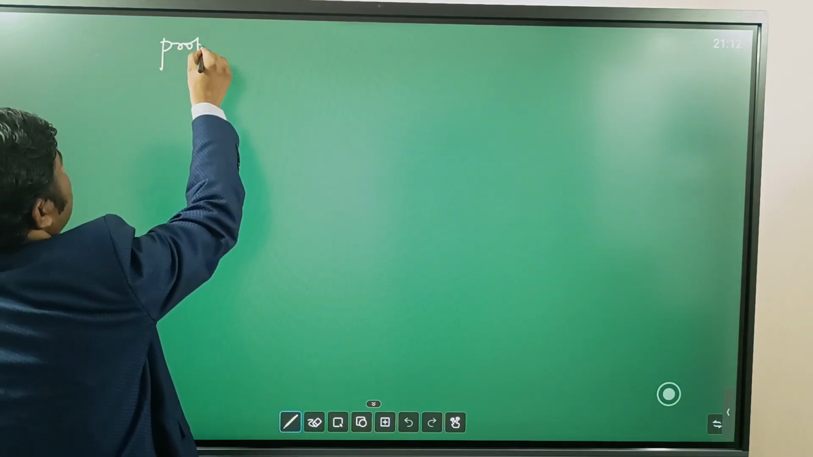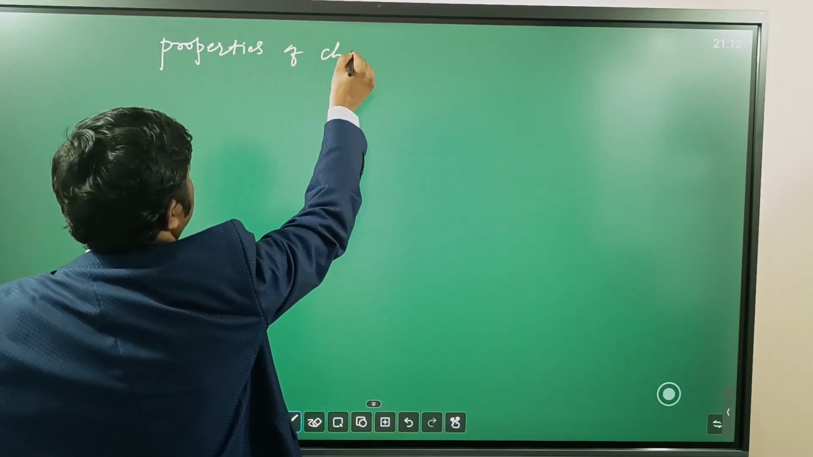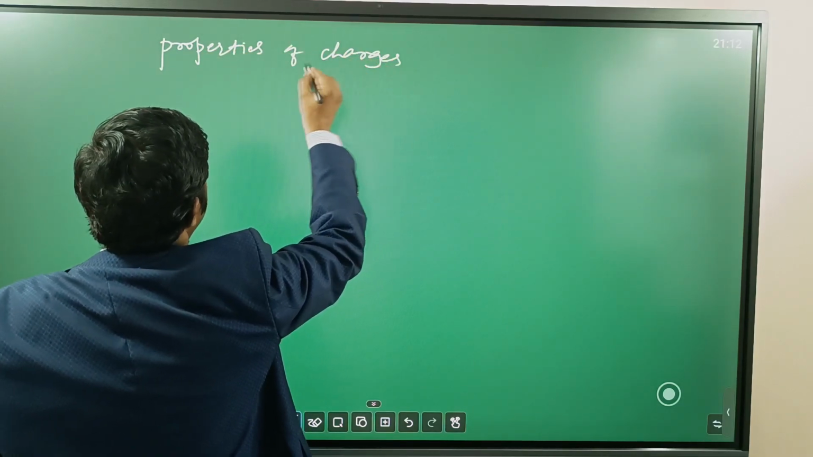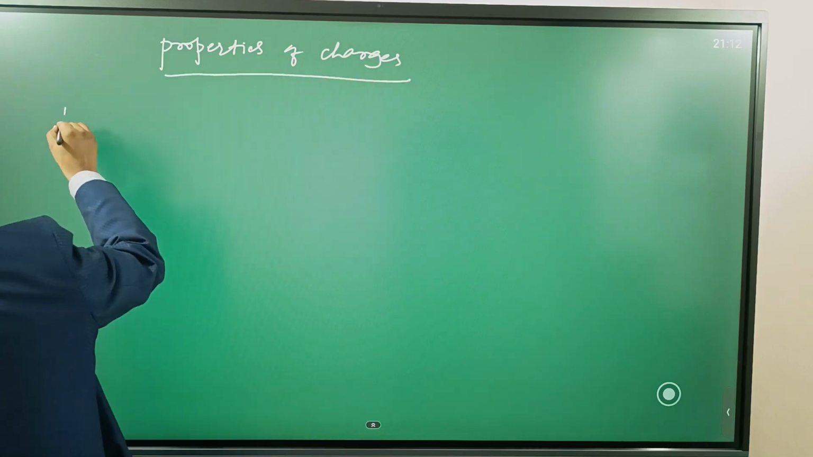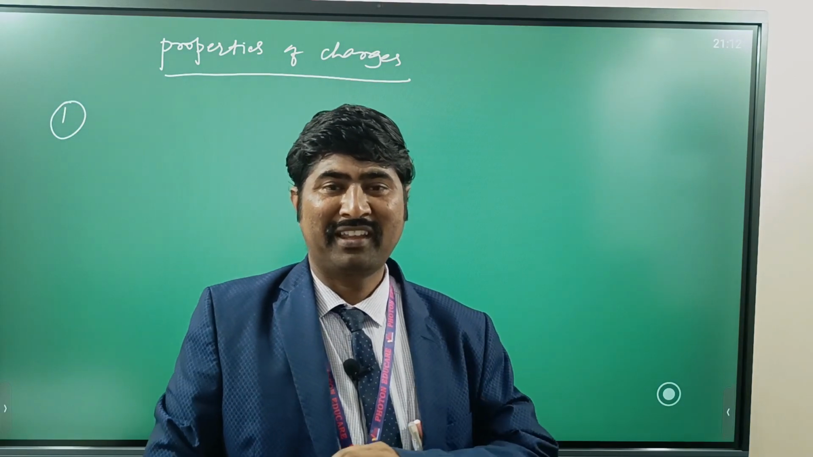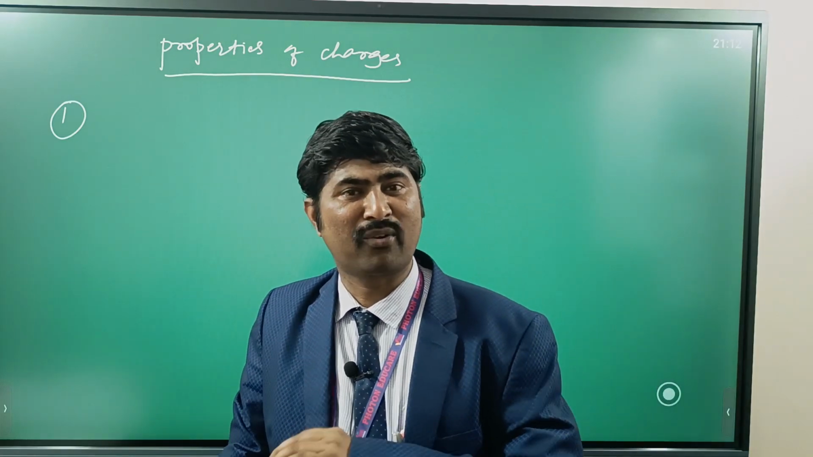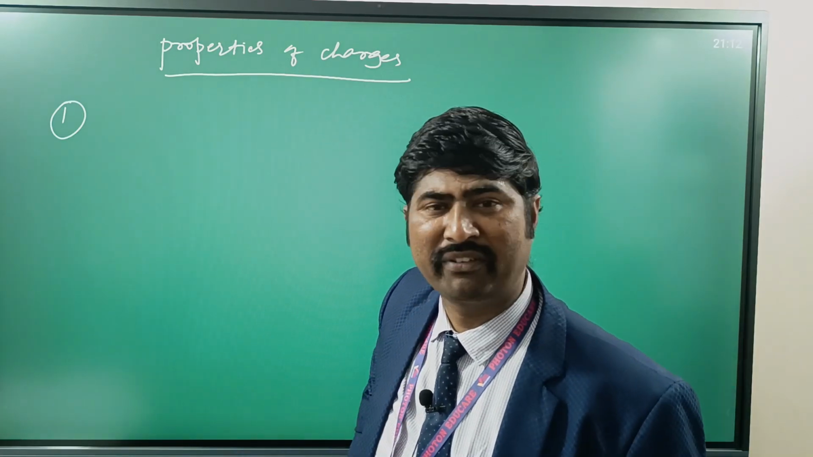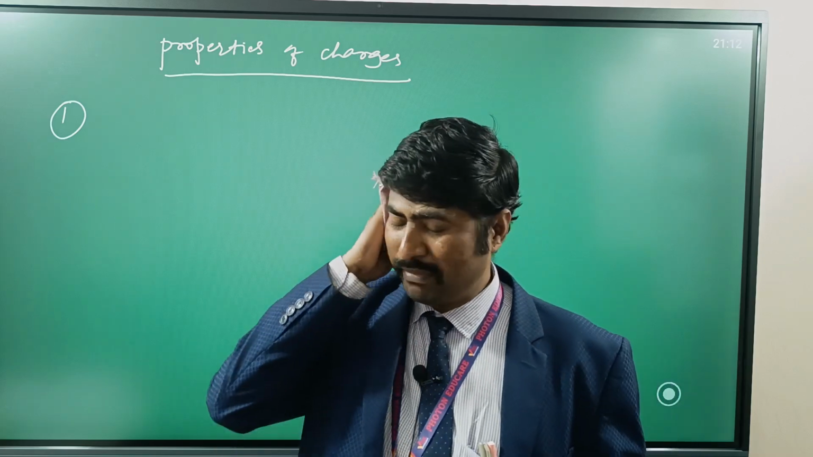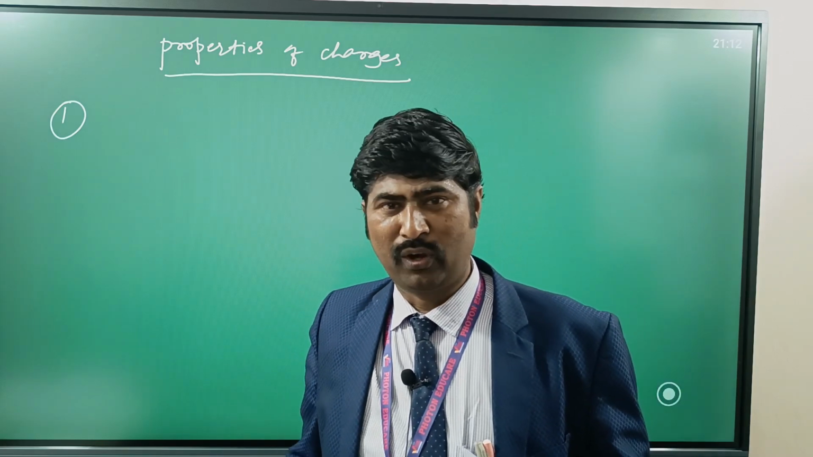Properties of charges. See, the first property is that charge is a scalar quantity. It is not a vector quantity. It is a scalar quantity. It has a fixed value, it has a magnitude. How much is the magnitude of charge? 1.6 into 10 power minus 19 coulomb.